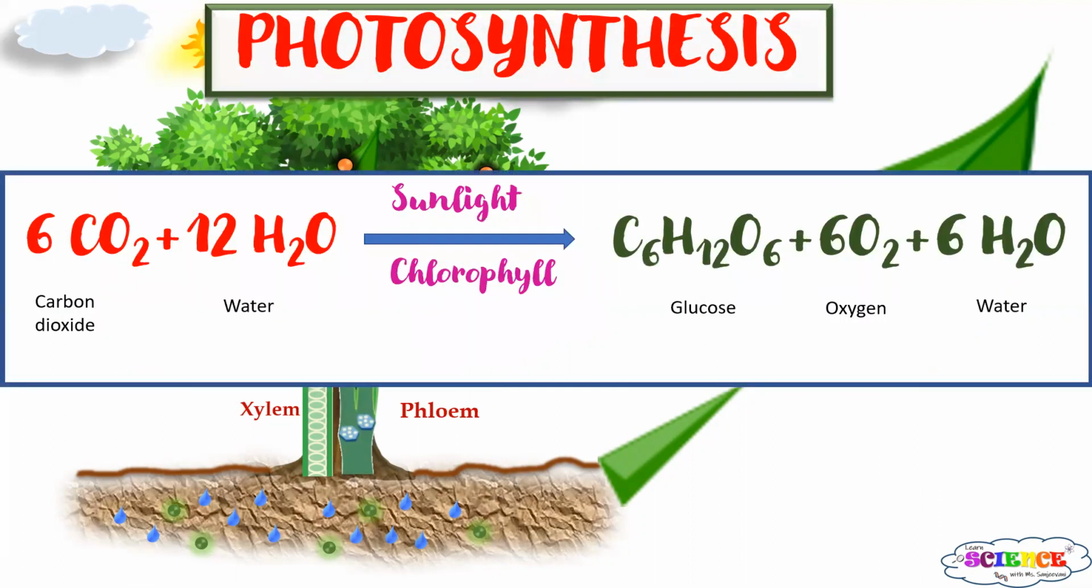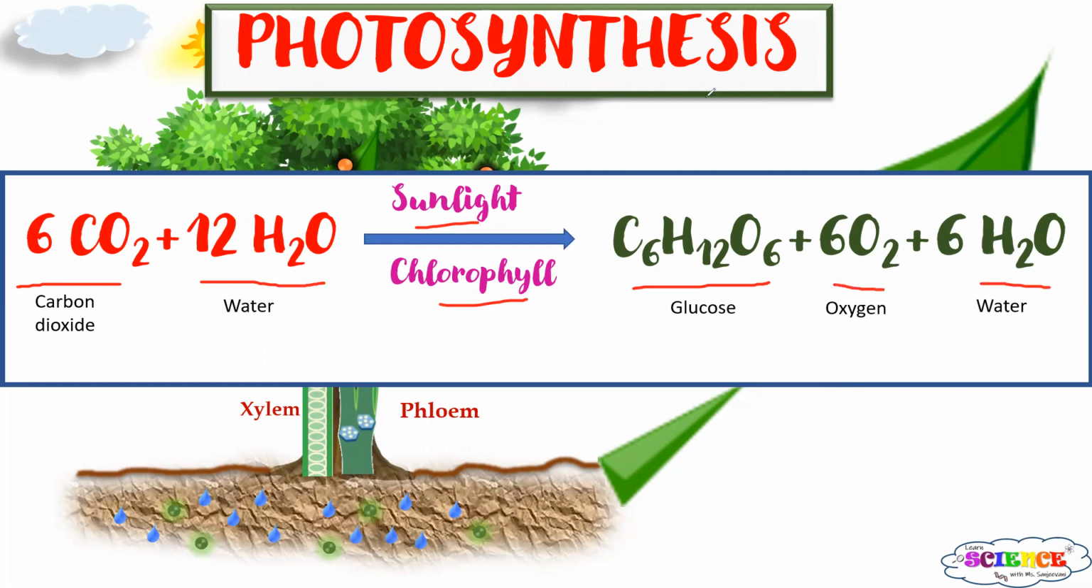Now the general equation for photosynthesis. Here you can see the general equation of photosynthesis, which says 6 carbon dioxide reacts with 12 water molecules in the presence of sunlight and chlorophyll to produce one glucose molecule. Here, this is the formula of glucose, C6H12O6. So, one glucose molecule, 6 oxygen and 6 water molecules.